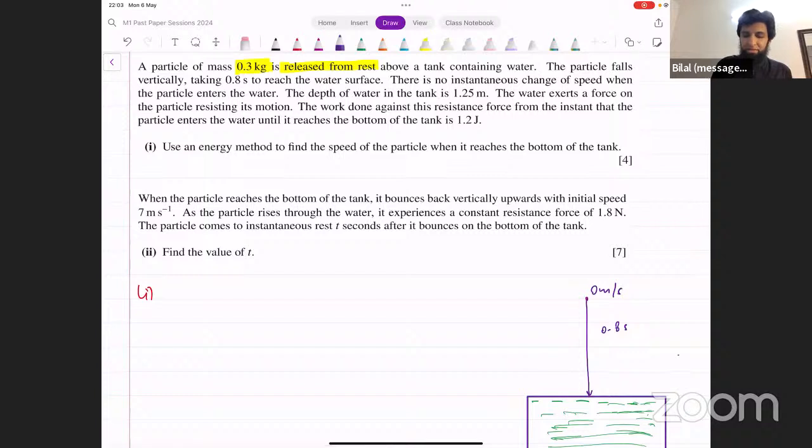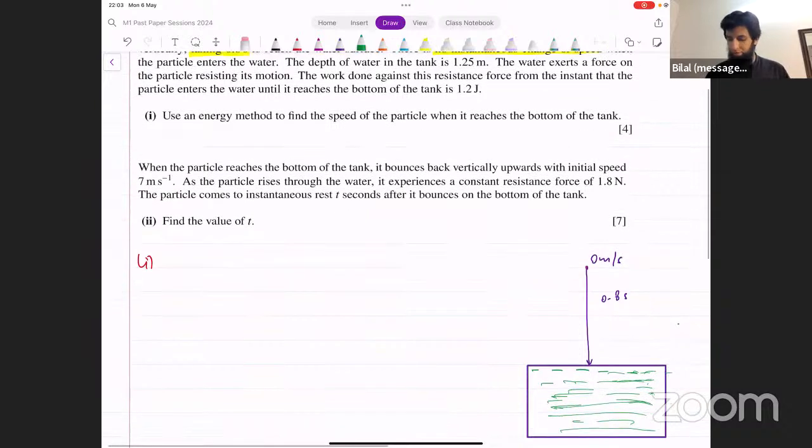There's no instantaneous change of speed when the particle enters the water. So whatever was the speed of the particle when it hit the water surface, it would be the same speed when it enters the water surface. The starting speed from this point onward will be the same as the final speed of the first part of the journey.